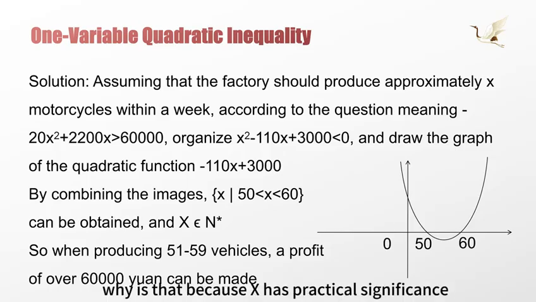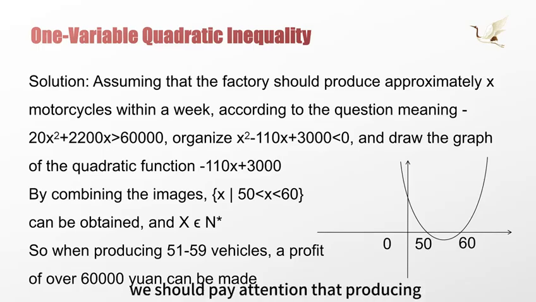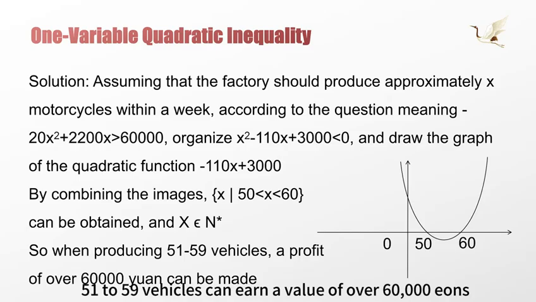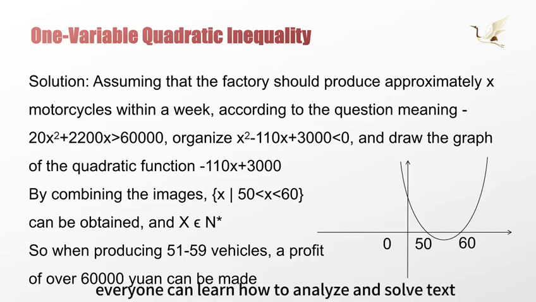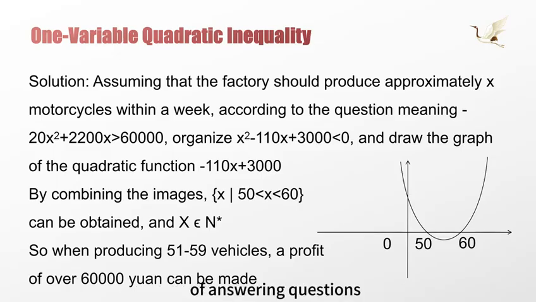Why is that? Because x has practical significance, representing the number of motorcycles, it should have a range of values and be a positive integer. In this case, when answering, we should note that producing 51 to 59 vehicles can earn a value of over 60,000 yuan. Through this question, everyone can learn how to analyze and solve text questions with practical problem backgrounds, and pay attention to the standardization of answering questions.